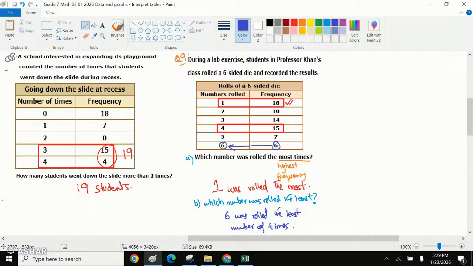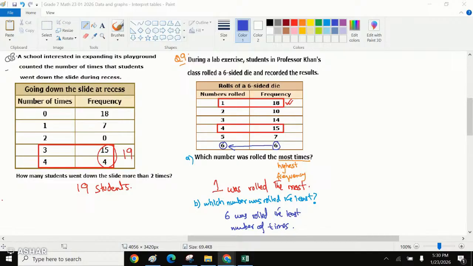So what we need to do is we just need to compare. The highest frequency would always be the most, and the lowest frequency the least. Frequency means how many times anything is being repeated, right? So the lowest frequency would mean, in this case, 6 was the lowest frequency, and the number rolled was 6 as well. That means 6 was rolled the minimum number of times. That means if the experiment was done multiple times, 6 was the number that came out the least number of times.